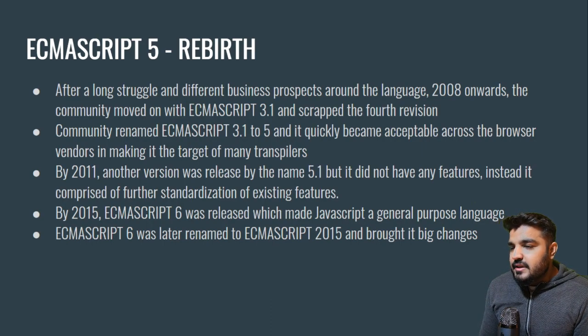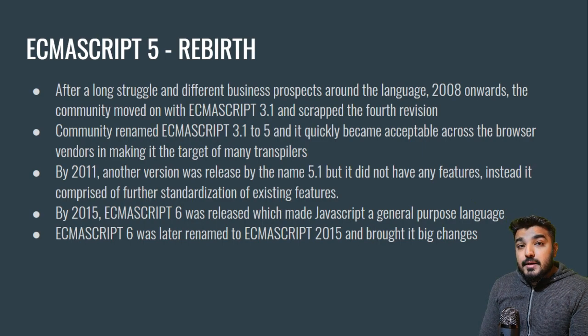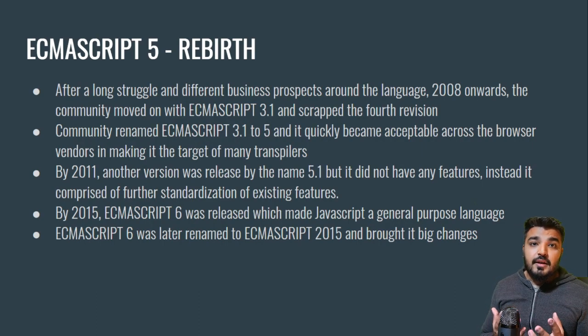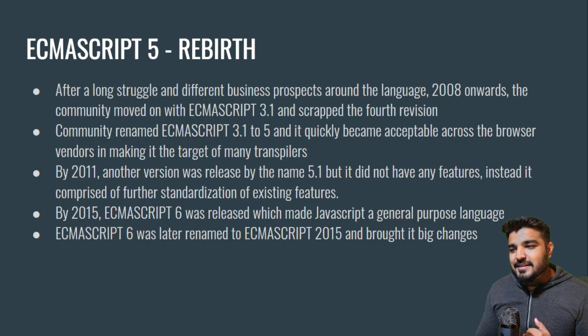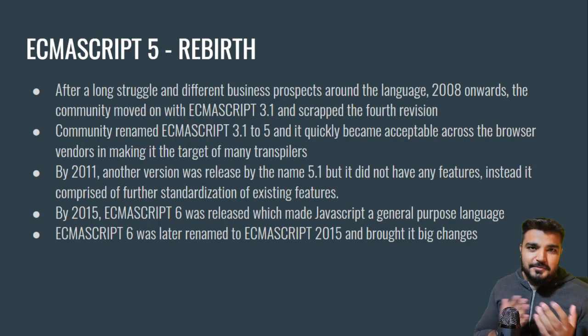And by 2011 another version was released, लेकिन इसमें मज़ीद कुछ standardization की चीज़ें add की गई, कोई feature add नहीं किया हुआ. But by 2015 ECMAScript 6 was released with a huge feature set, something that is still known as a gift to the JavaScript community. And this is where JavaScript became a general purpose language. So later JavaScript का ये जो version था, ECMAScript 6, was renamed to ECMAScript 2015. 2015, so you get the idea.